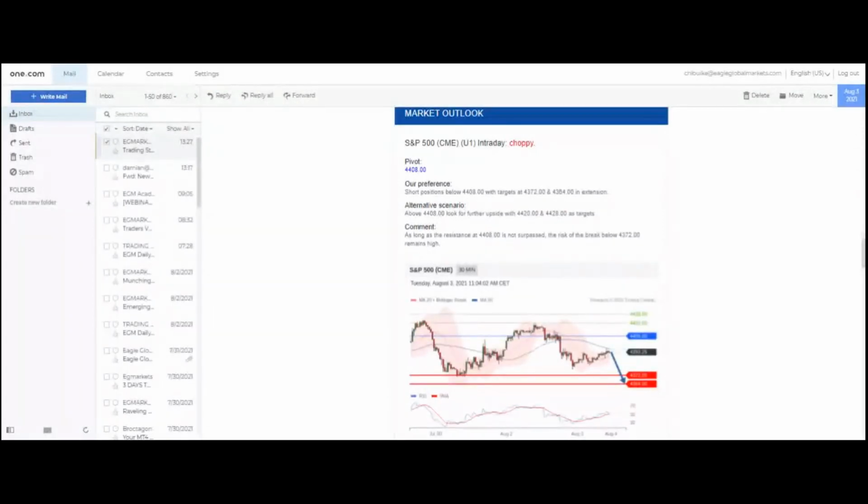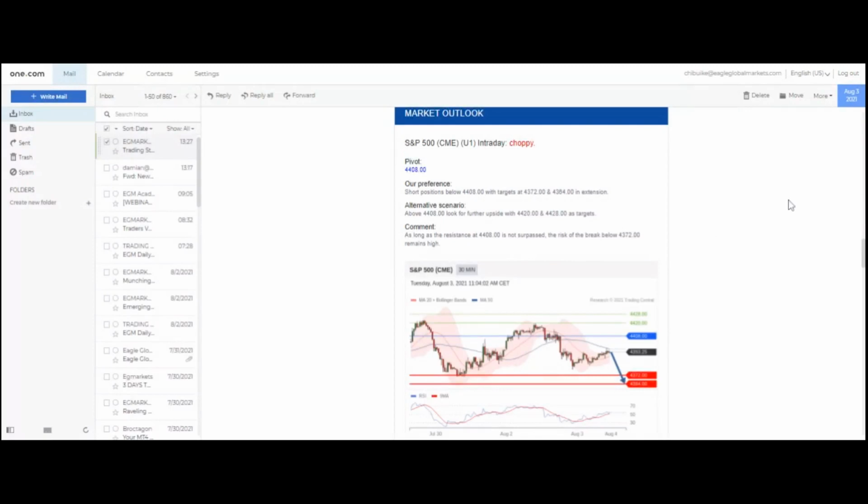Then the comment we have is, as long as resistance is 4408 and is not surpassed, the risk of breaking below 4372 remains high. What they are telling you is, after we've said all these things, as long as price is below 4408, the highest probability is that S&P 500 will sell. But remember, it is choppy. It doesn't have a direction yet. And now they are giving you a direction for it. That's basically how you interpret the analysis.